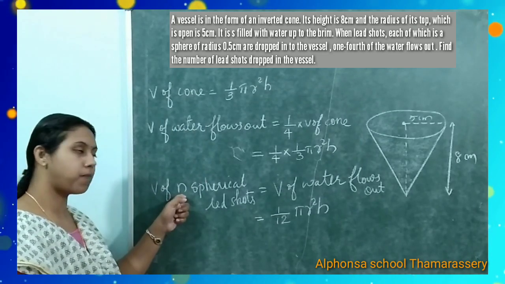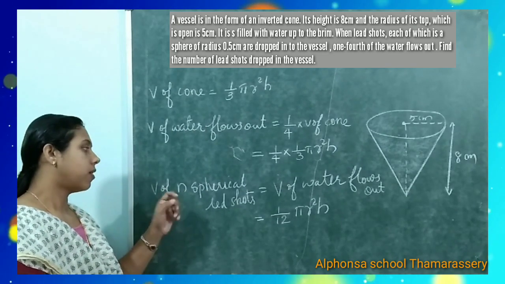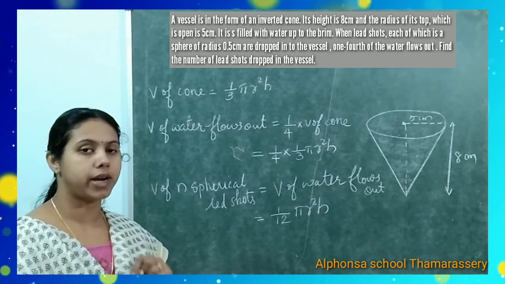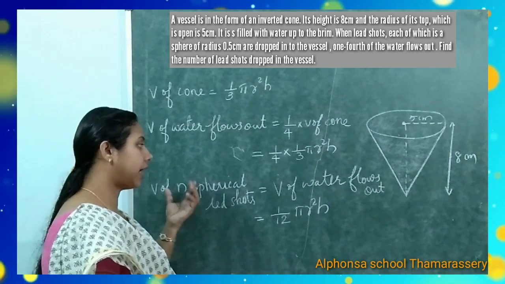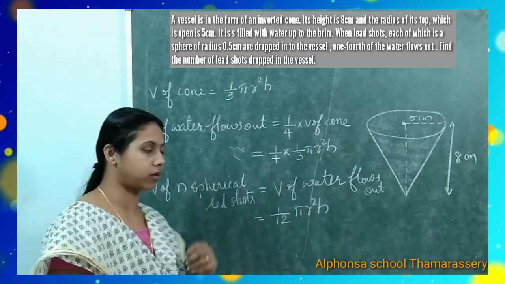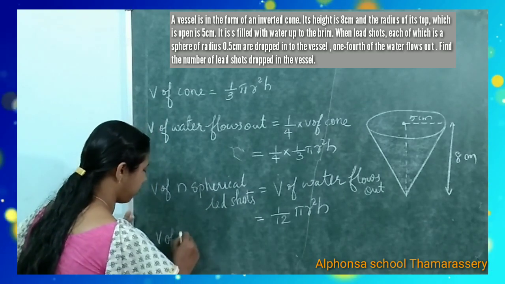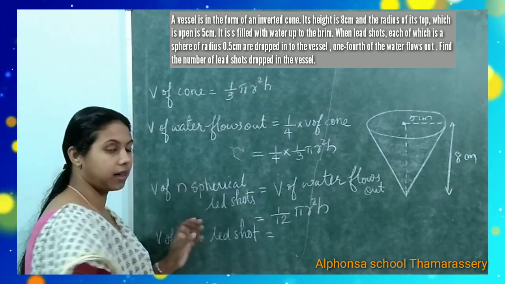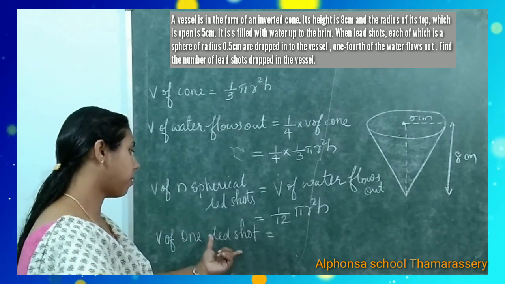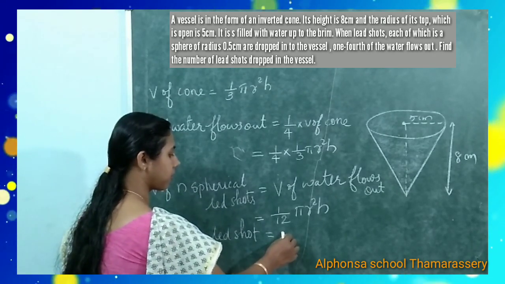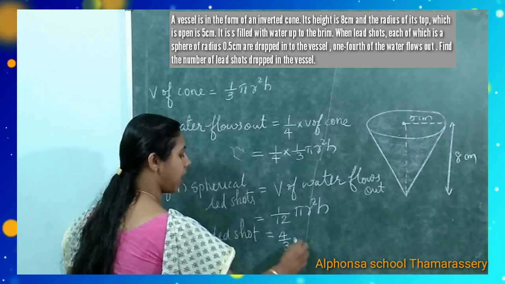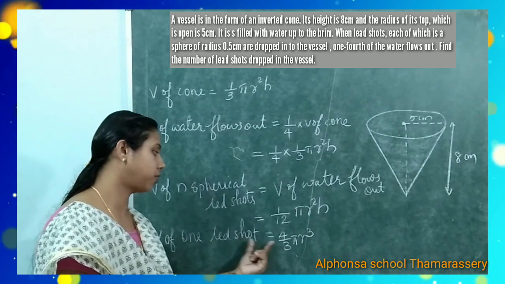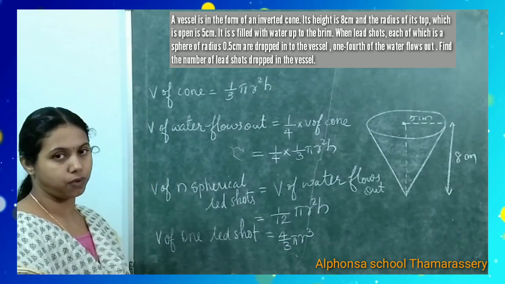We need to find the number of lead shots. So first of all, we want to find the volume of one lead shot. That into n will be equal to the volume of water that flows out. The volume of one lead shot is in the shape of a sphere, and the volume of a sphere is 4 by 3 pi r cube.